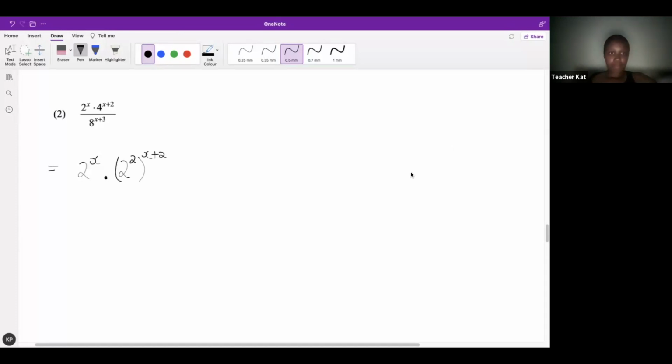Ma'am, I wanted to ask what I meant by separate numbers. Like I say, 2 to the power of x multiplied by 4 to the power of x plus 2, and then I put the sign of division, and then put 8 to the power of x plus 3, and then I put it to the same base. Oh, I see what you meant. So you write them next to each other. Okay, I see what you meant. Thank you for clarifying.